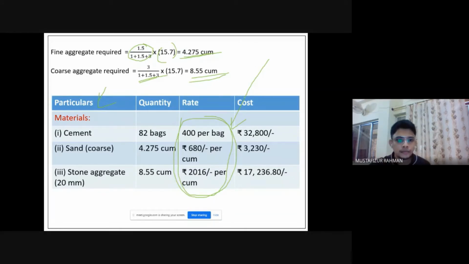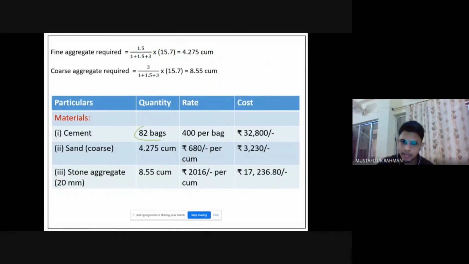So first is cement. Now we are going by bags of cement. We need 82 bags, and 400 is the rate per bag, and we are getting this value. Now the cement can be measured in bags. It can also be measured in metric tons. We will see later how to do that, but in this numerical we are doing it by bags. We need 82 bags. What is the cost per bag and what is the total cost for cement?